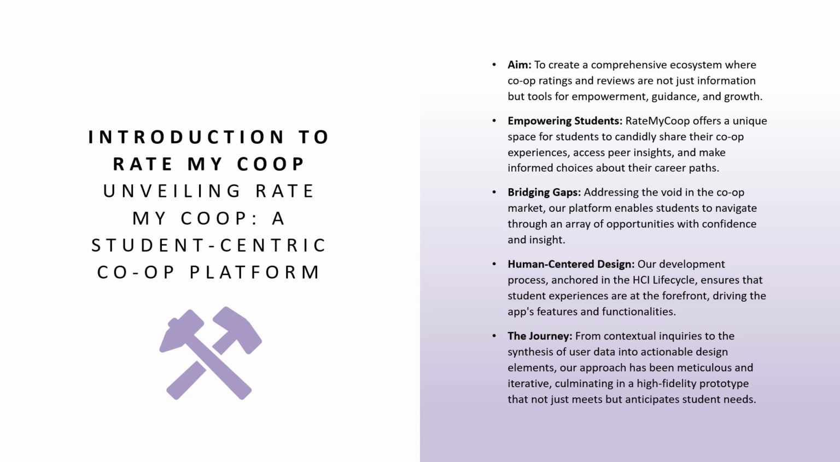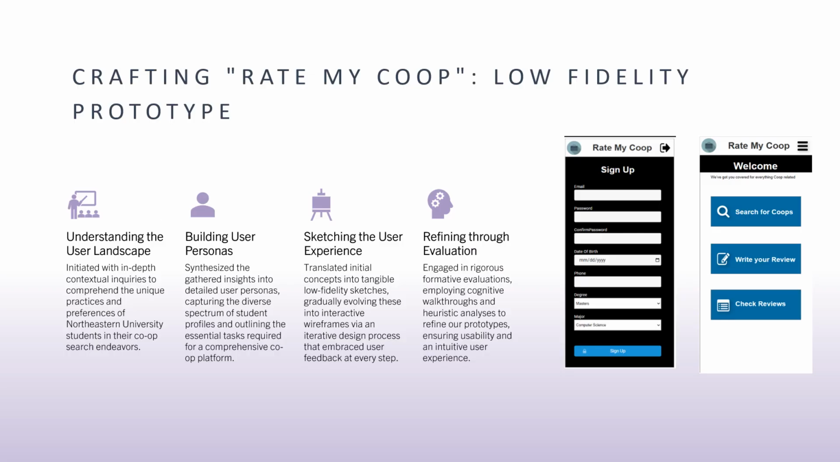Each function, from reviewing a co-op to comparing opportunities, is designed with the student's journey in mind, simplifying what can be a complex process. With the foundation of student empowerment, let's look at how we brought Rate My Co-op to life through our design and ideation phase. The journey from the concept to the functional UI began with understanding the nuanced needs of our students through contextual inquiries. We didn't just ask what students needed. We observed, we listened, and we crafted personas that represent the real spectrum of the Northeastern student body.